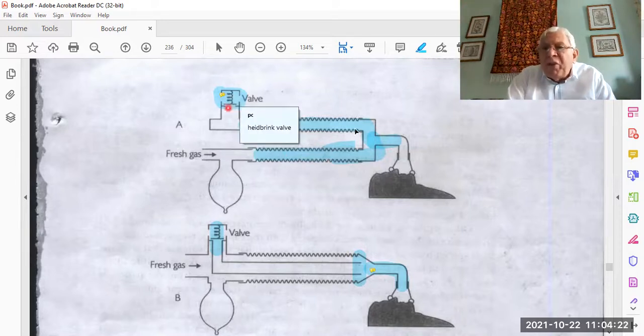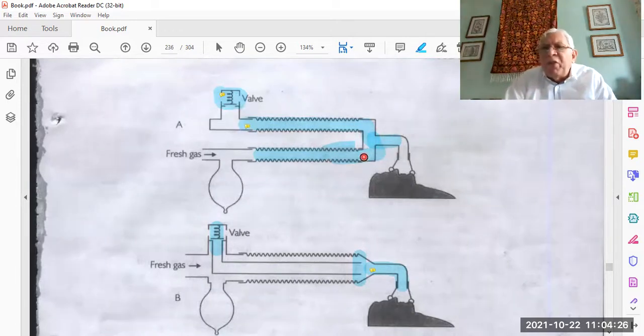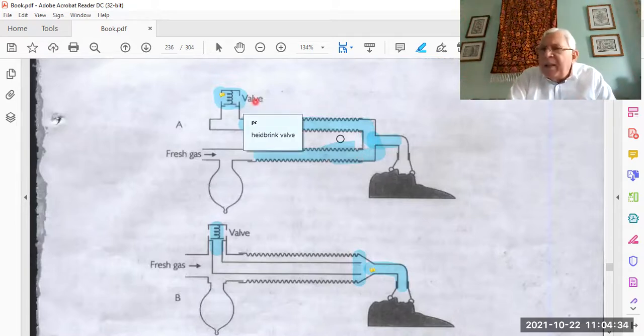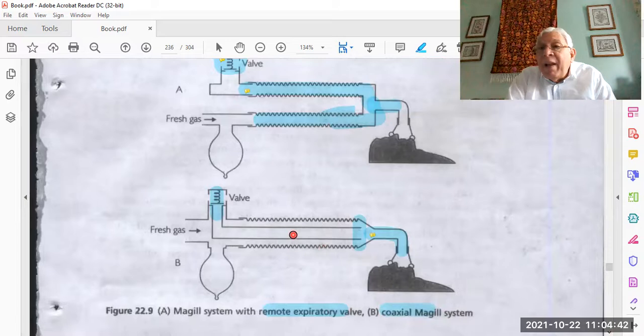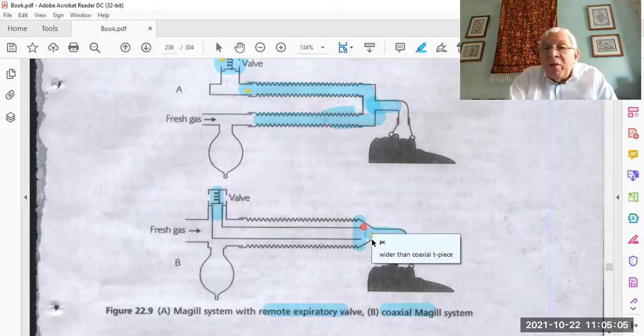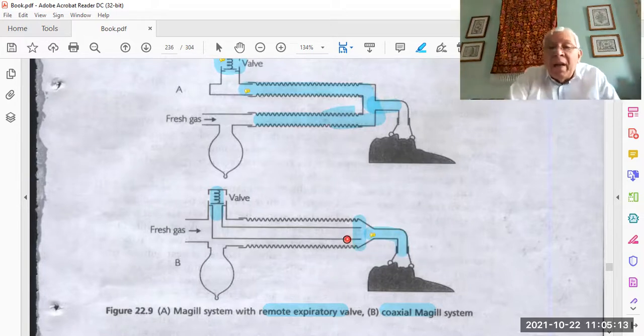Why away from the patient? Suppose the surgeon is working nearby the face of the patient, and we don't want to disturb him. And we want to control the valve, so whenever it's outside the field, it will not impair the work of the surgeon. And this is the coaxial McGill circuit, where the expiratory limb is inwards, not like the one before in the coaxial T system. This expiratory limb is attached to the expiratory valve to release or spill the expiratory gases. Of course, here the patient is inspiring through the two openings, so you must have a wider diameter so that the resistance will be minimized.